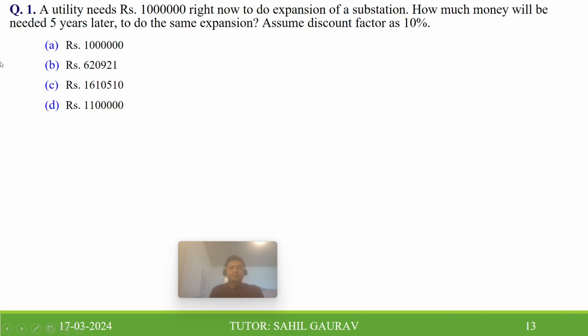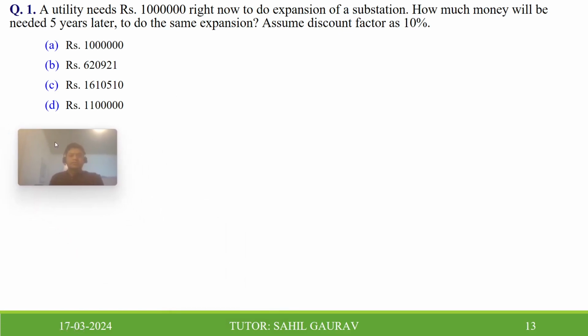So let us see the first problem, and whoever is getting the answer, you can type your answer in the chat box. A utility needs rupees, how much is it? I think 10 lakh, right now to do expansion of a substation. How much money will be needed 5 years later to do the same expansion? Assume the discount rate as 10%.